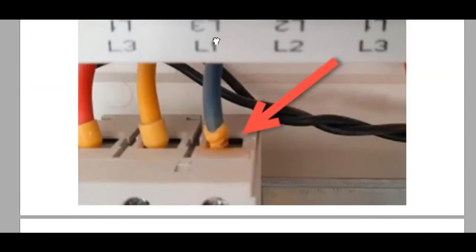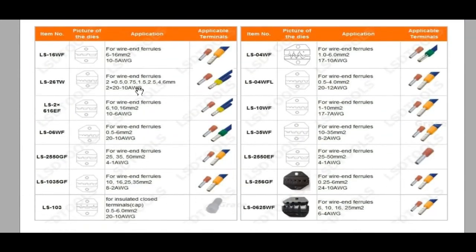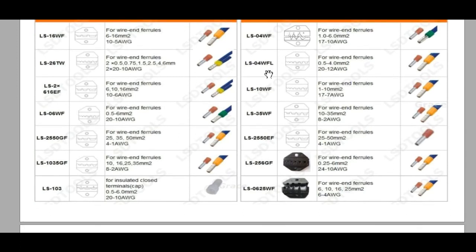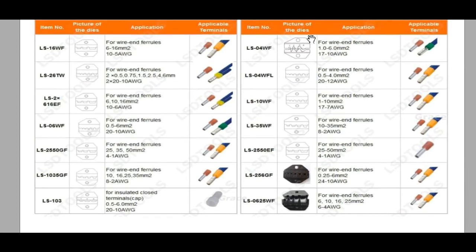And also, as you see here, the diameters of this one will be different, from 0.5 up to 6 millimeter, and also we can find it for 10, for 16, for 25. So these are the pictures of the dies, and these are the applicable terminals, and these are the item numbers, and these are when you are going to use it. You can make a small copy of this one and put it in your pocket.